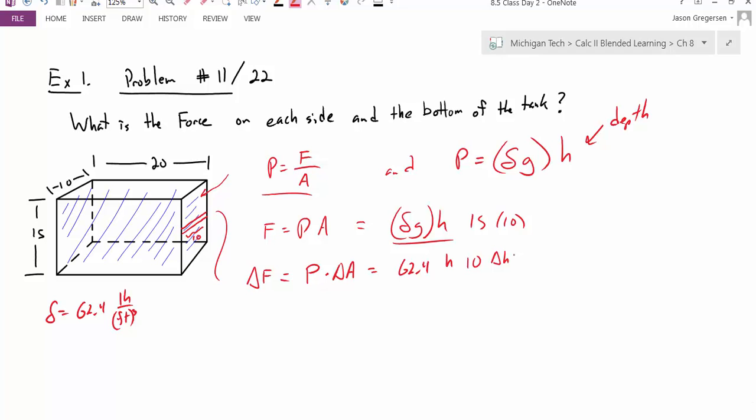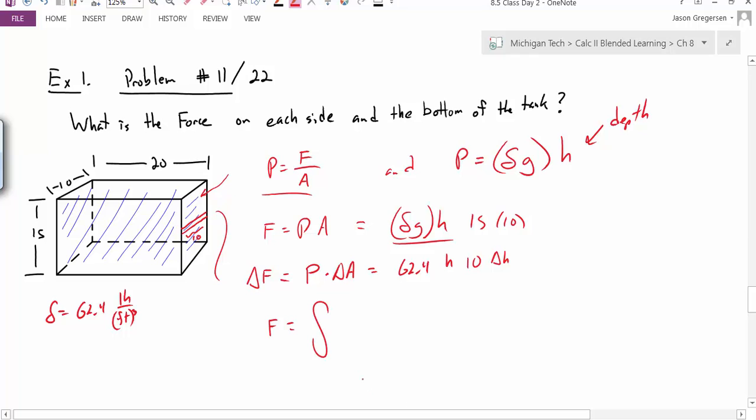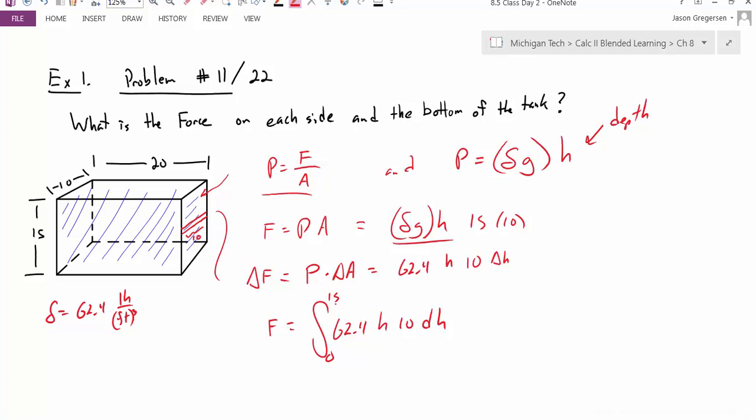To find the total force, what am I going to do? The integral of all this stuff, from 0 to 15. Any questions about this problem? All right, so that's that side.